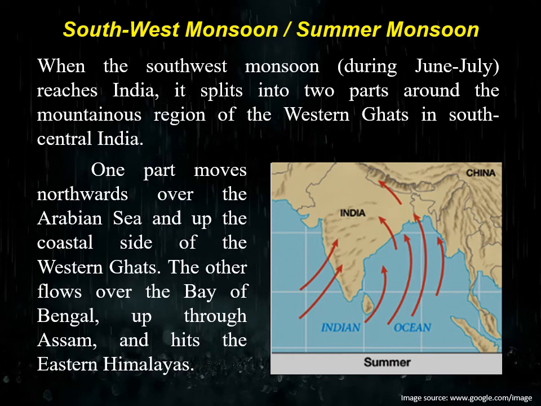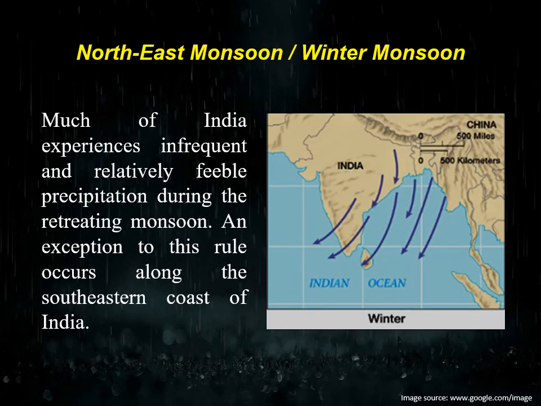During winter, the high pressure system develops in the northern northwestern part of the Indian landmass, and a low pressure system develops in the Indian Ocean. So wind starts moving from land to coastal areas or land to the Indian Ocean. And as this is coming from land areas, most of the wind is dry, except the eastern coast of Tamil Nadu and the northeastern coast of Sri Lanka, which experience some amount of precipitation during this time. This is known as the northeast monsoon or winter monsoon.